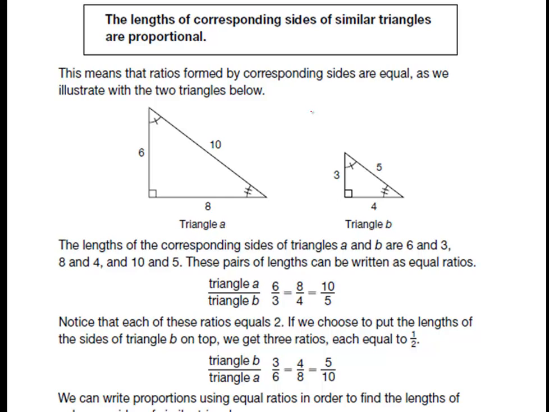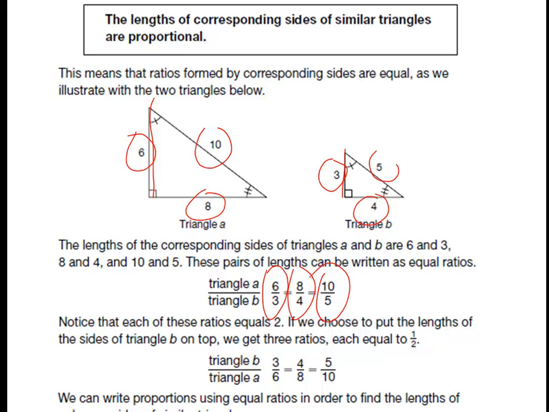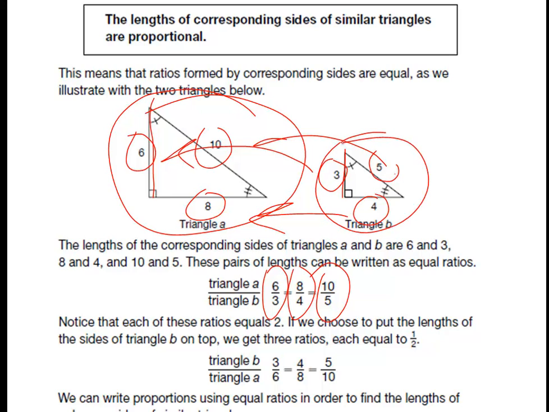So if we look at these, take the 6, and it's in the same spot as the 3. And the 8 corresponds with the 4, and the 10 corresponds with the 5. Well, we can see that if we divide all those down into it, they're all increasing. Right? 4 goes to 8 is 2, 5 goes to 10 is 2, 3 goes to 6 is 2. So this is 2 times bigger than this one here, or the other way around, the smaller one is 1/2 the size of the bigger one.